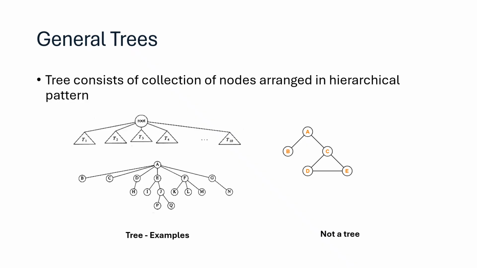It consists of a collection of nodes arranged in a hierarchical pattern. If we observe, under a root there are a lot of nodes, and under A there are a lot of nodes. But there is no cyclic path. Whereas here, the structure forms a cyclic path, which does not belong to a tree. If there is no cyclic path, and specific nodes come under a specific node, that is called a tree.